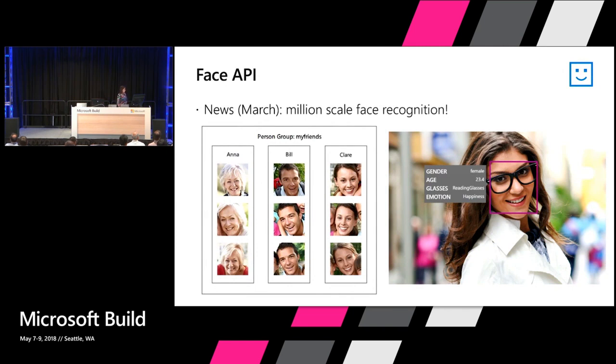Face API. This is what lets you do things like face detection and face recognition. It has had a bunch of updates this year. The big update actually came out in March, but in case some of you missed it, we've upgraded face recognition to a million scale. So you can now have 1 million people whose faces you recognize using Face API. Previously I think the limit was on the order of 10,000. If your company employs more than 10,000 people, this becomes a very relevant update to you.